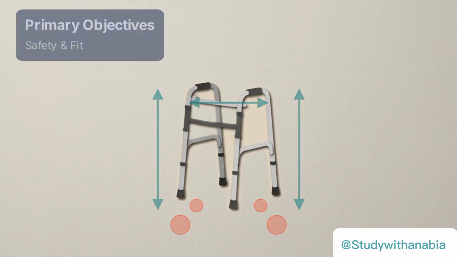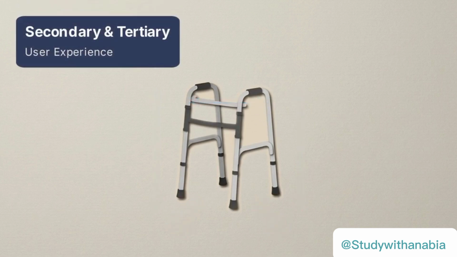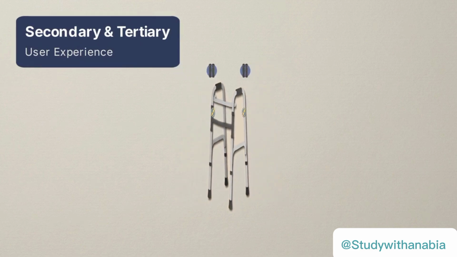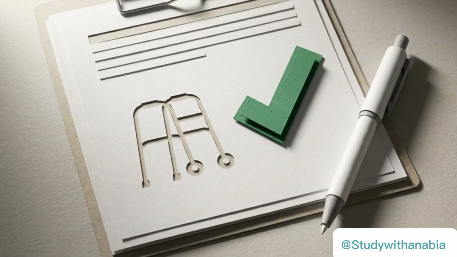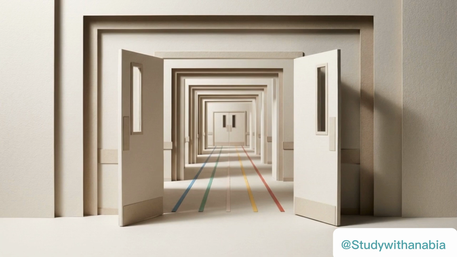Next come the secondary and tertiary objectives. These cover the user's daily experience, like the comfort of the hand grips, how easily the frame folds for storage, and even how attractive the device looks. Balancing all these factors gives the therapist an educated hypothesis. But to know if it actually works, that hypothesis has to be tested.